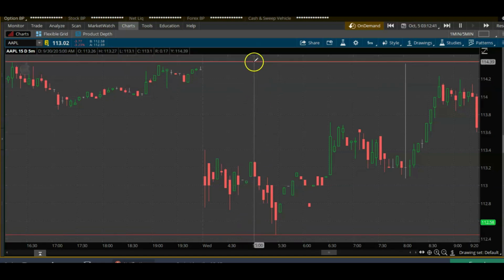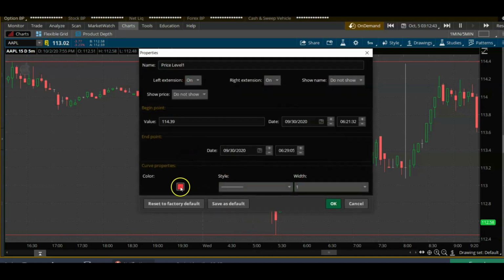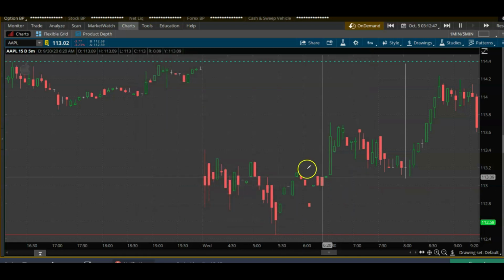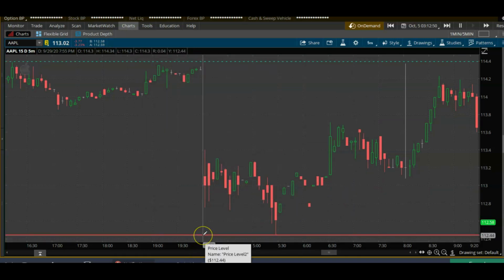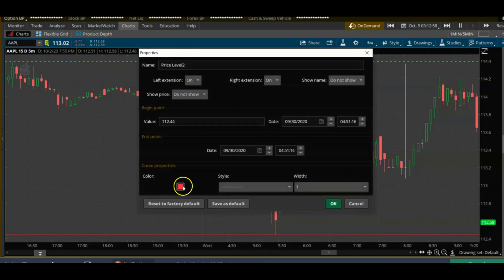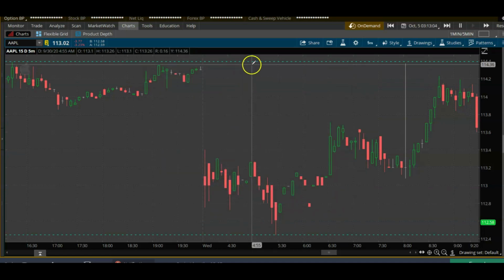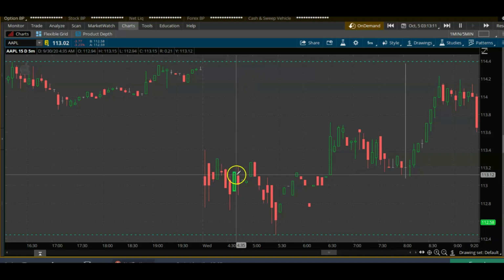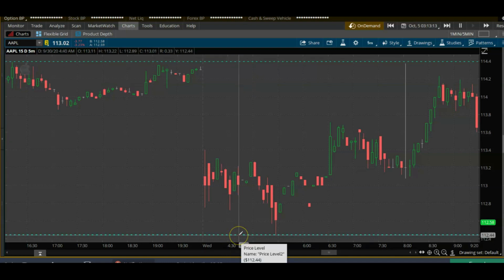I'm going to color code it to blue dotted lines. I'll do the same for the second point. And so every time during my trading day, when I see the blue dotted line, I'll know that those are the high points and the low points of price action during the pre-market session.